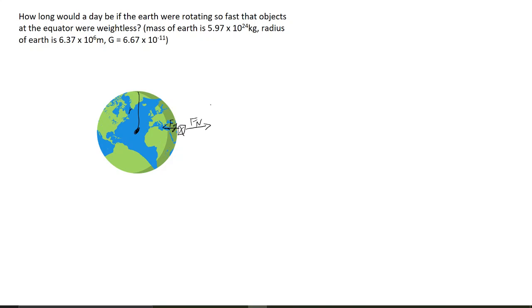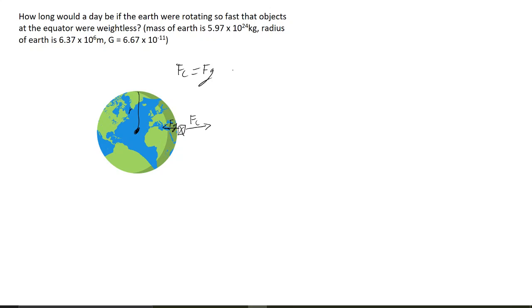But in this case, the objects are weightless, so there can't be an Fn. So instead, because the Earth is spinning very fast, the other force is due to circular motion. So it is Fc. And we know that Fc is equal and opposite to Fg if we want the box to be weightless.